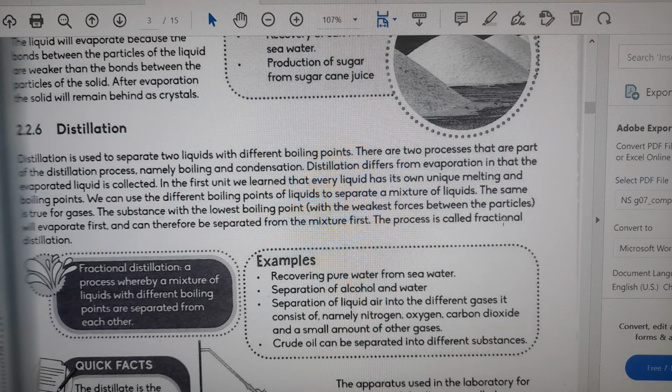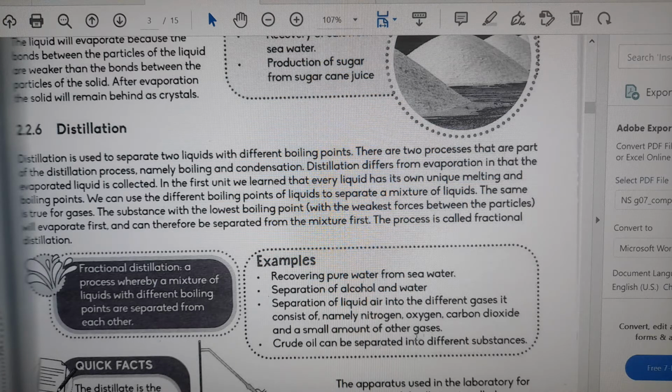This process is called fractional distillation. What is fractional distillation? Fractional distillation is a process whereby a mixture of liquids with different boiling points are separated from each other. Please know this definition. And the examples are recovering pure water from seawater, separation of alcohol and water, separation of liquid air into different gases it consists of, namely nitrogen, oxygen, carbon dioxide, and small amounts of other gases.